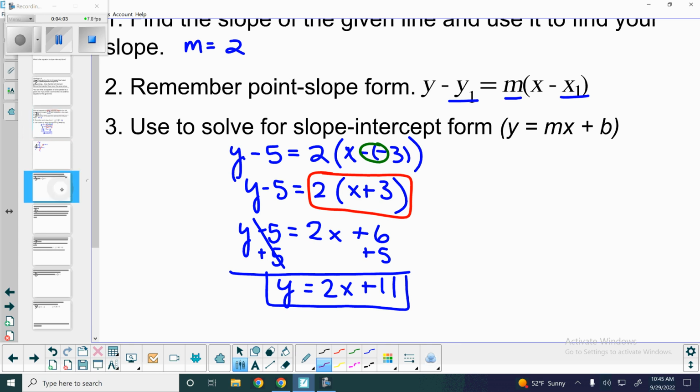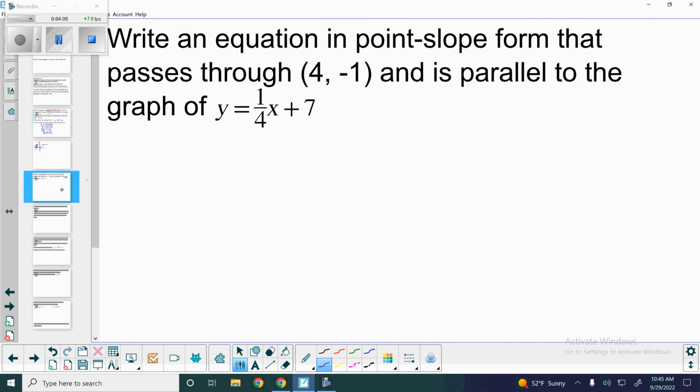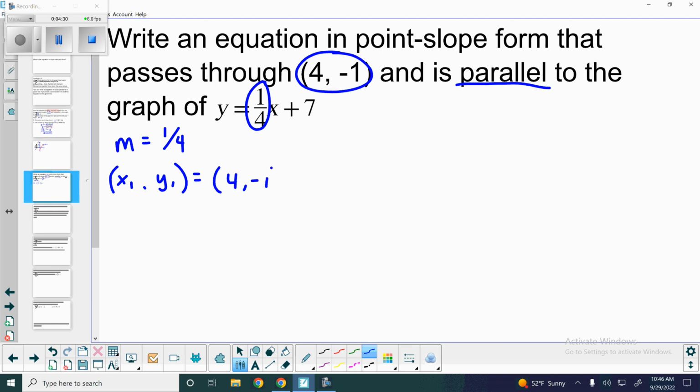Okay, on this one, they're telling me again, the line is passing through 4, -1, and it's parallel to the line y equals 1/4 x plus 7. So it's important to note that it's parallel because that means they have the same slope. If their slope is 1/4, I can say our slope is also 1/4, and then I can go from there. Okay, my x1 and my y1 values, those are going to come from my ordered pair here. That's going to be the 4 and the -1. All of those things are going to get plugged into my point slope form, which again looks like this.